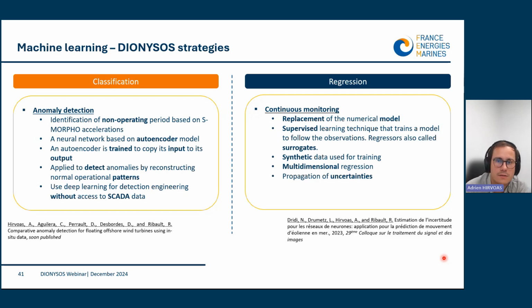And the second aspect is continuous monitoring. So in fact, we will try to replace the costly numerical model of OpenFast, which is time consuming, by a mathematical simplification. And the main idea was to use the work of Noura Adrien, which allows us, in fact, to take into account the uncertainties linked to the replacement of the costly model by a deep learning approach.